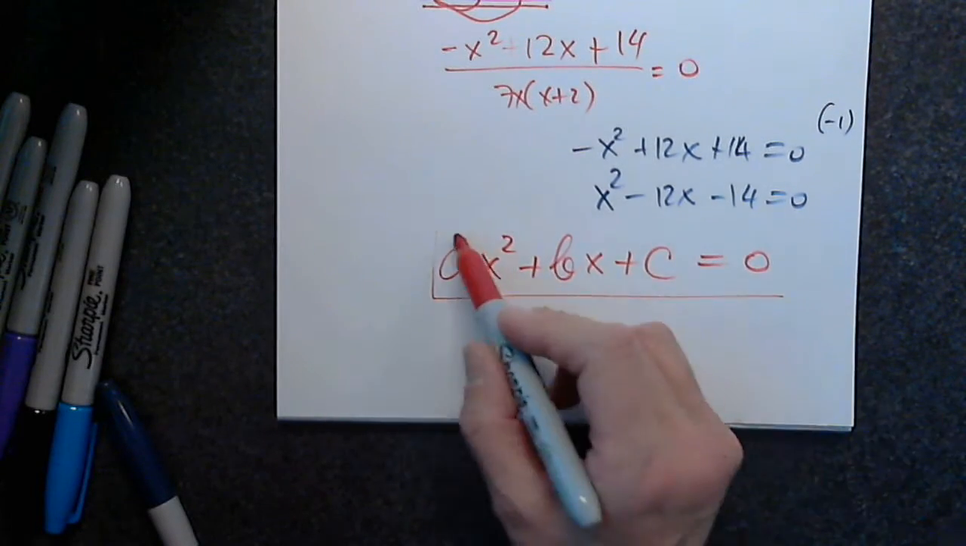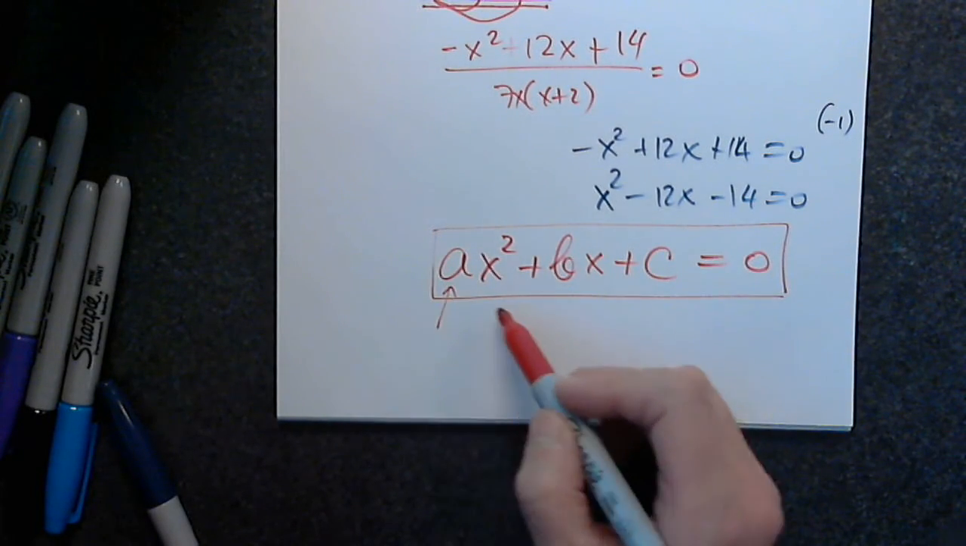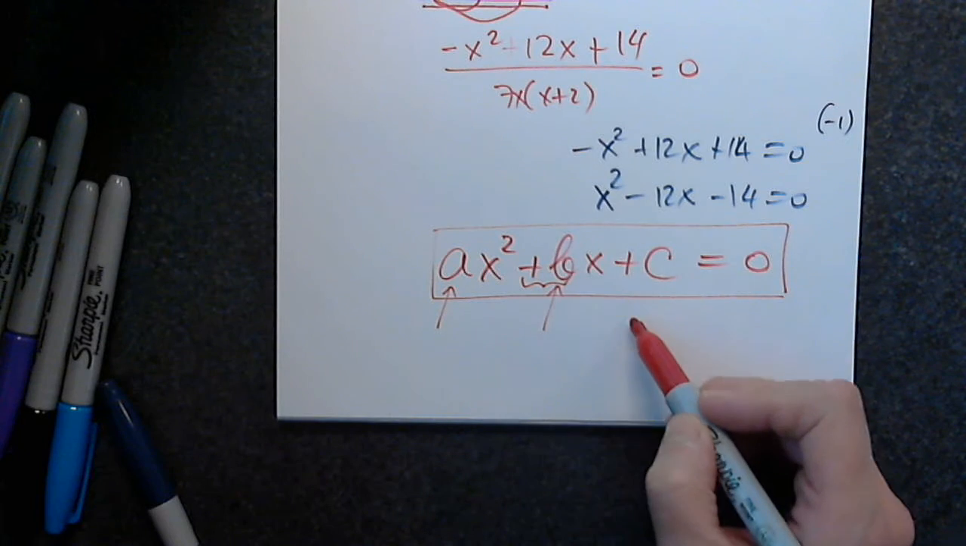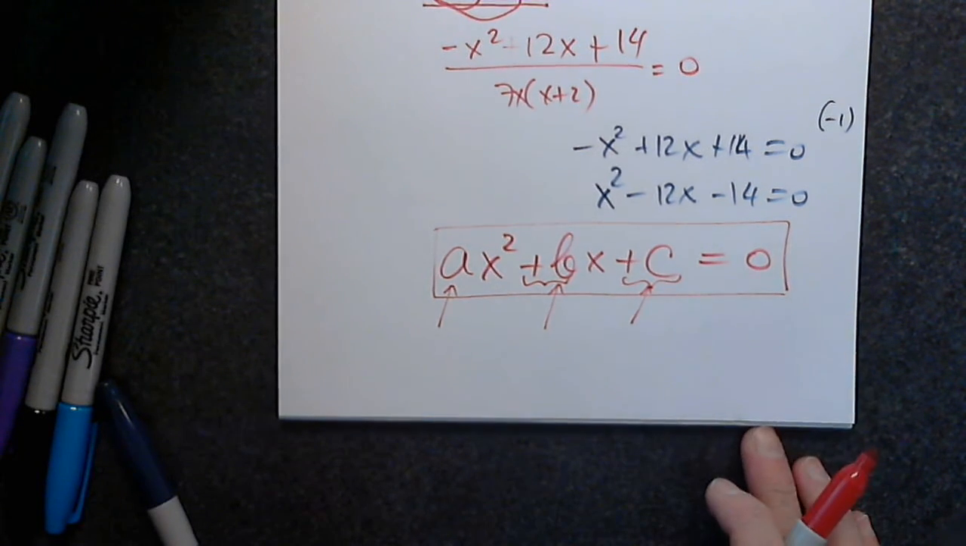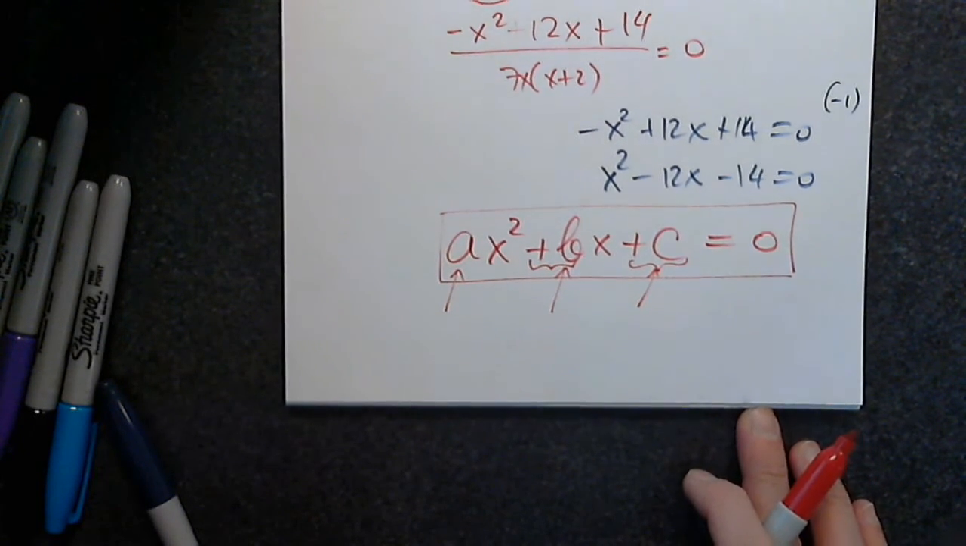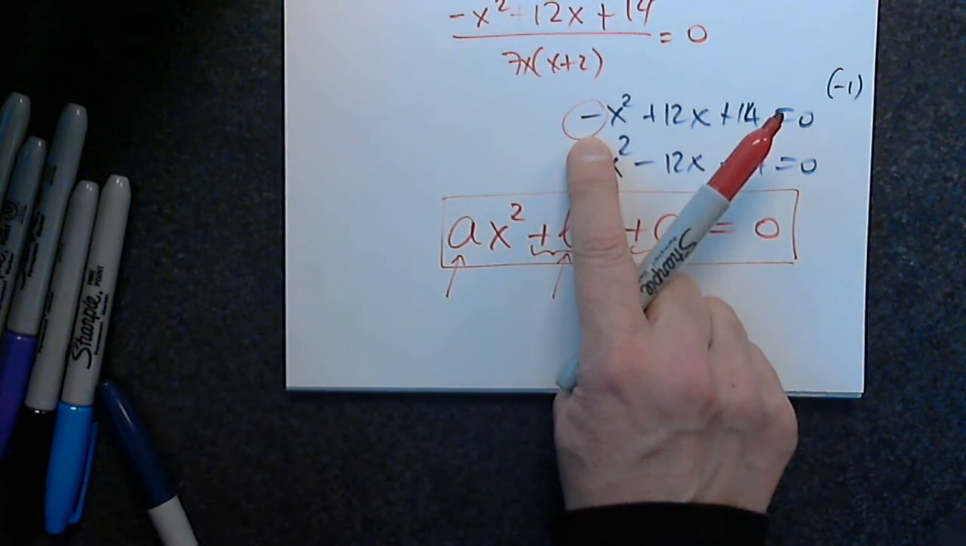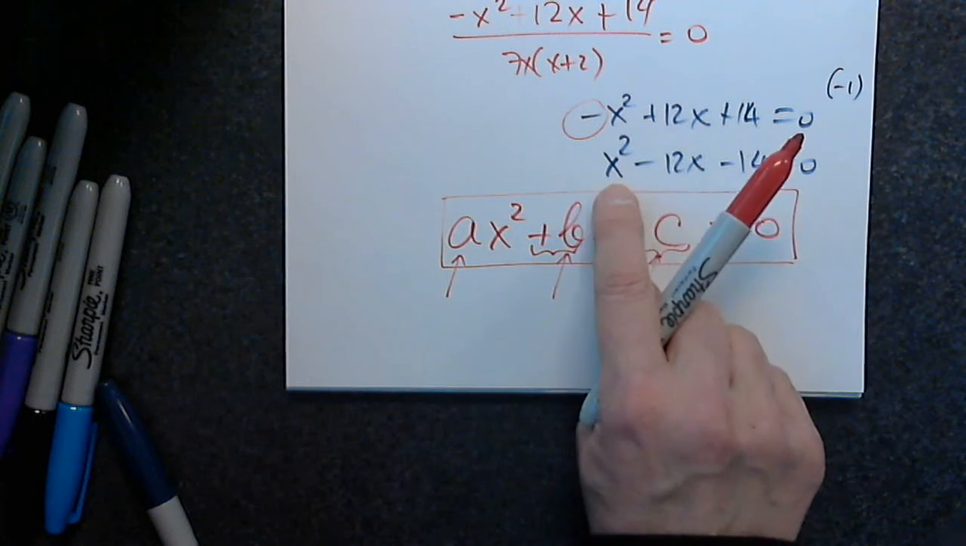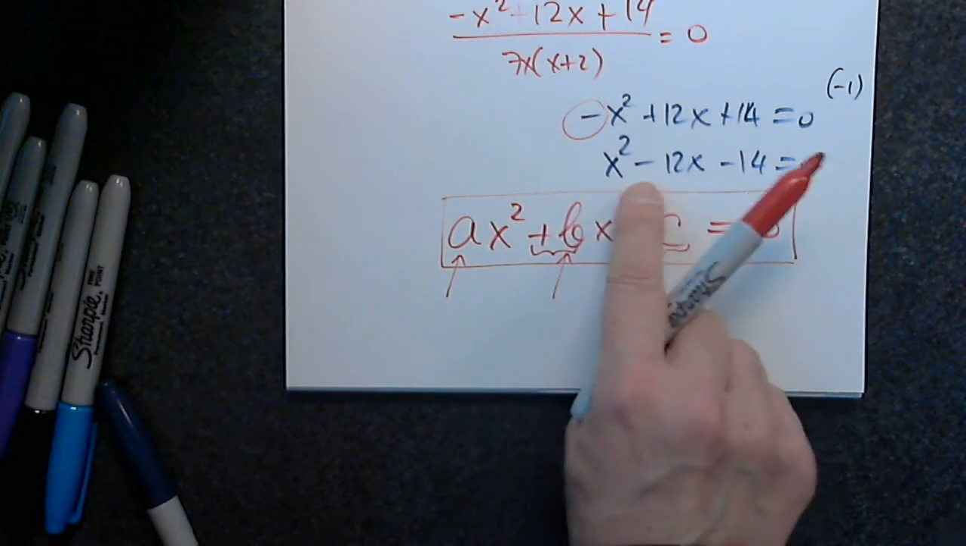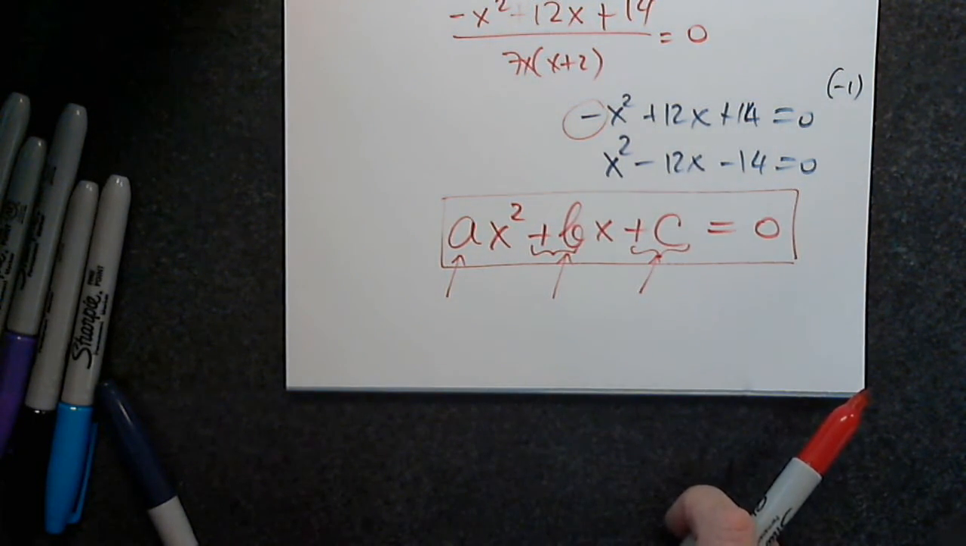Only when the equation is presented in this format, you can identify these coefficients. Of course, you have to take them with the sign in front, whatever that sign is. However, I strongly recommend do not solve a quadratic equation if it has a negative leading coefficient before you multiply both sides by negative 1.